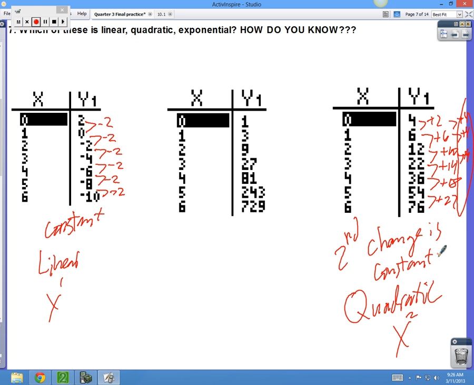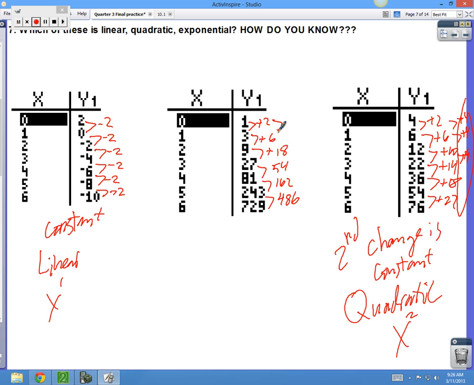So by default, this middle one has to be exponential. And as I look at this, this is kind of a mean exponential. I'll give you an easier one in the final. 1 to 3 went up 2, right? 3 to 9 up 6. How much from 9 to 27? You're just timesing it by 3. This went up 18. This went up 54. This went up 162. This went up 486.